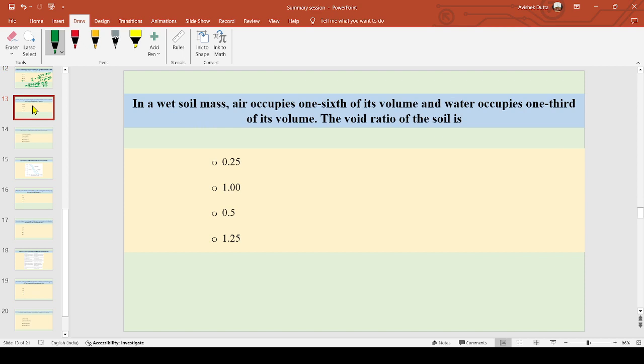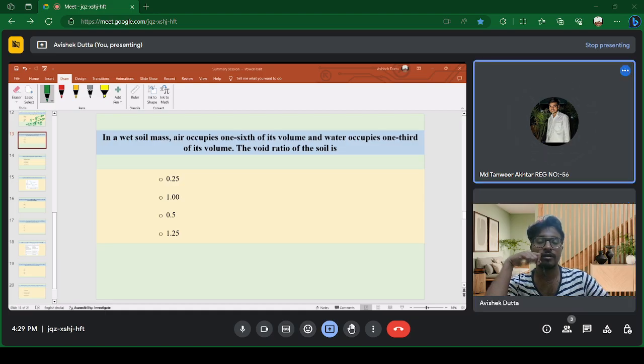In a wet soil mass, air occupies 1/6 of its volume and water occupies 1/3 of its volume. The void ratio of the soil is, air has 1/6 of the volume and water has 1/3 of the volume. What is the void ratio of the soil? Can you solve it? Please solve it and tell me what is the answer.